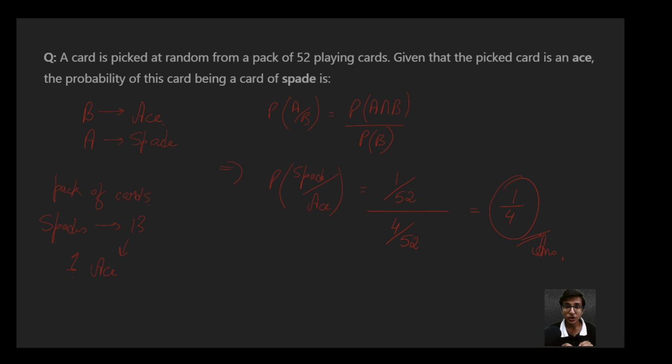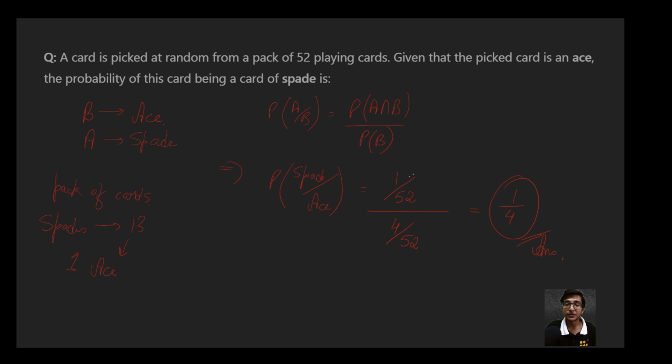So I hope you understood how we are finding this. A intersection B, that means A should have also occurred and B should also have occurred. What would be the probability of both of these occurring together? So that is why we came up with this probability 1 by 52, because ace and spade occurring together means there is just one card which can satisfy this condition, and of course the total possible outcomes are 52.